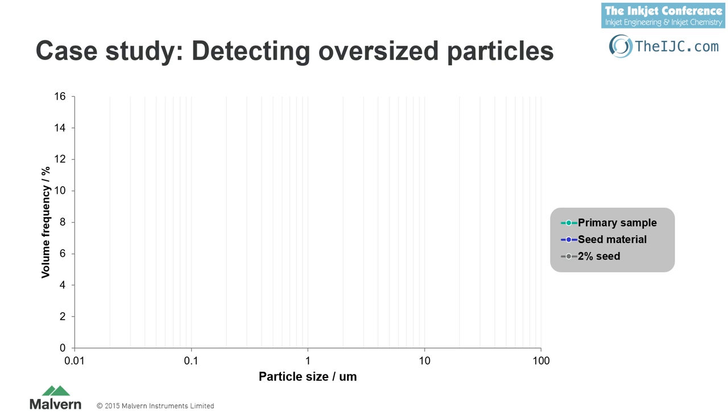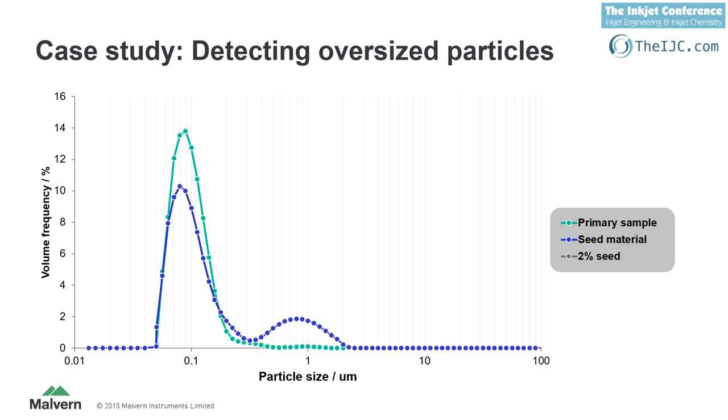In terms of looking at ink stability, the ability to detect small amounts of agglomerates quite quickly is useful. So here, what we've done is we've taken a good dispersion to start with, and we're going to seed in some coarse particles, and seed them in a known volume so we can tell at what point we start to detect those oversized particles. So this is our primary sample in green. We've then got the seed material, which has got some agglomerates here at around a micron. And we're then going to add certain percentages of those oversized particles.